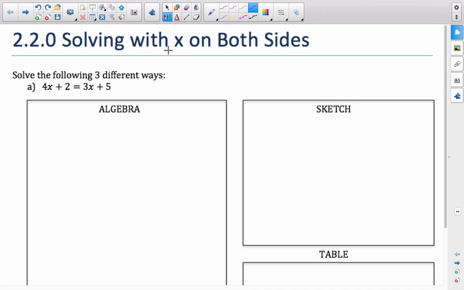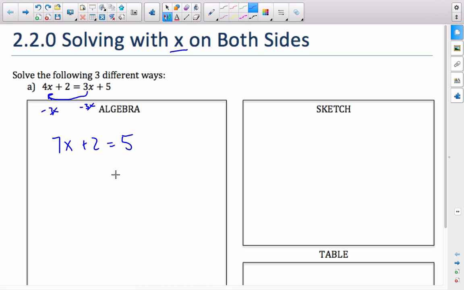Today we're going to talk about solving with x on both sides of the equation. And we have three approaches we're going to do it with. The first approach, we're going to do it with algebra. I'm going to take this equation and bring all the x's on the same side of the equation. So I'm going to bring the 3x over by subtracting 3x from both sides. And so when I do that, I get 7x plus 2 is equal to 5.